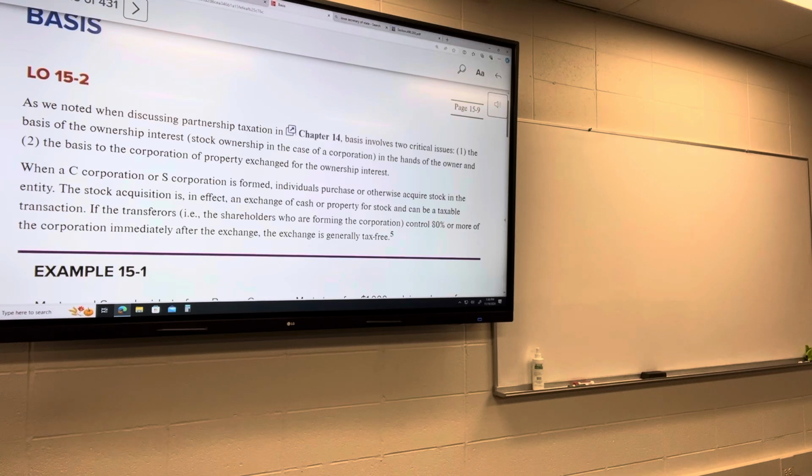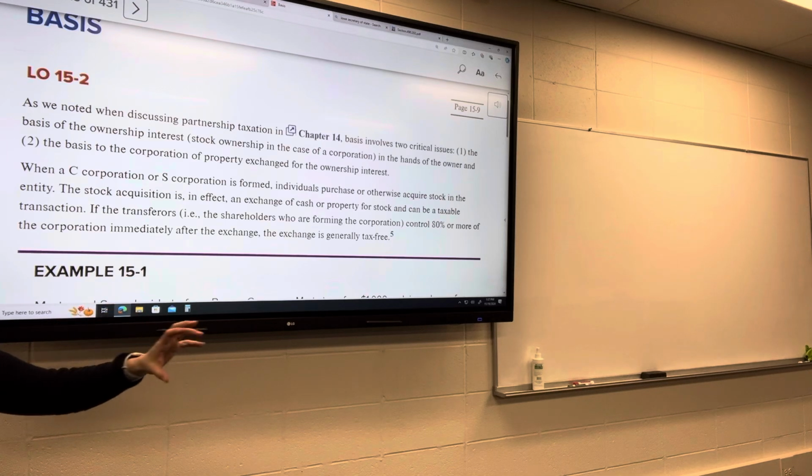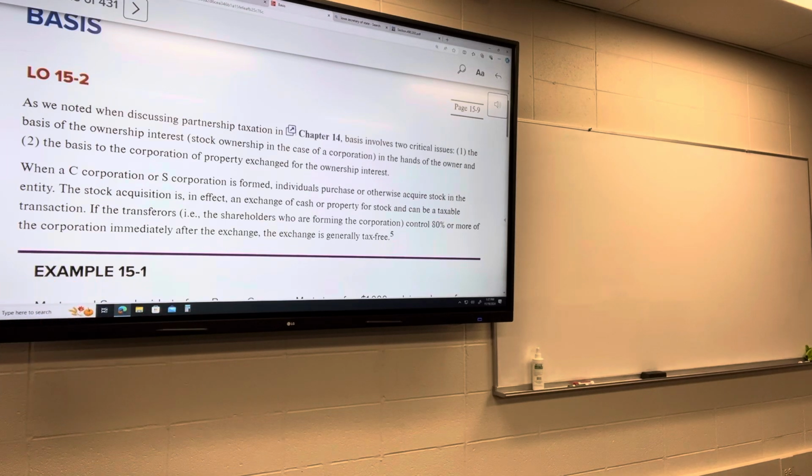Either one of these, there's stock involved. It's an exchange of cash or property for stock. It can be a taxable transaction. So remember when we talked about partnership formation, there were very few instances where tax might be owed on the formation of a partnership, because for the most part it was just transferring. You're just taking it from one account, putting it into the partnership, which is kind of like another account, just transferring between. It's a little bit different with corporations.